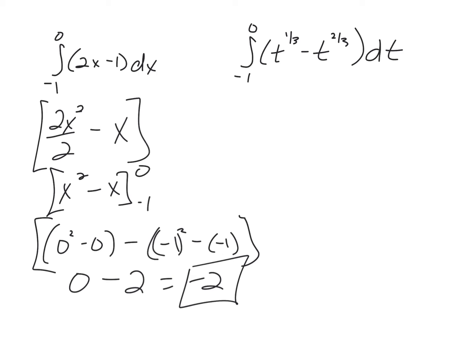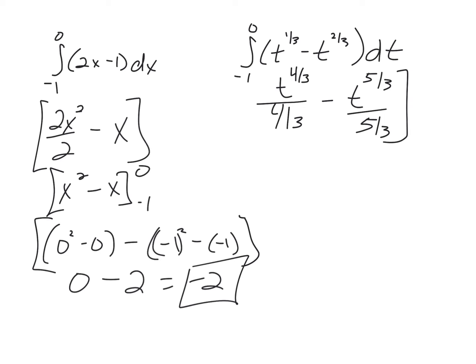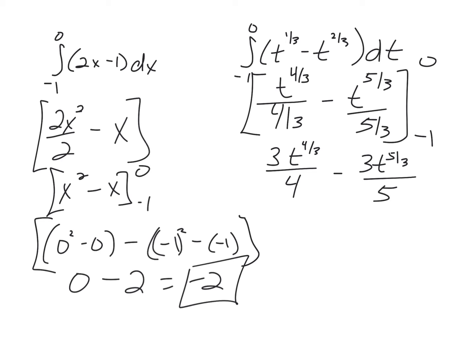Cool. And then for this one right here, a little more complicated because we have a fraction as the exponent. So you're going to get t to the 4/3 divided by 4/3 minus t to the 5/3 over 5/3. Once again, it's from -1 to 0. So when we divide by a fraction, you're going to flip the fraction and make it multiplication. So 3t to the 4/3 over 4 minus 3t to the 5/3 over 5.